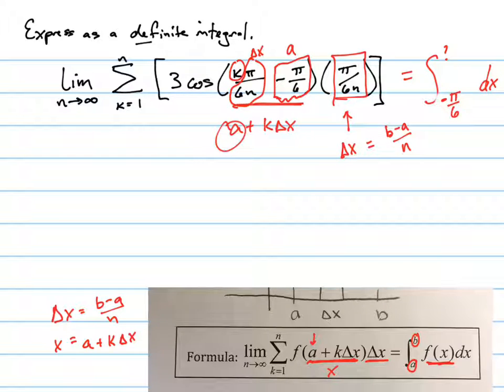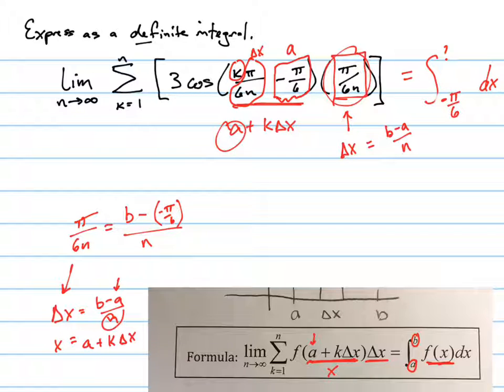And then what's my b? Well, this is change in x. You can just plug it in. Plug in my a. Change in x is this number right here. So pi over 6n equals, I don't know b yet, b minus a. I know a, it's negative pi over 6 all over n.